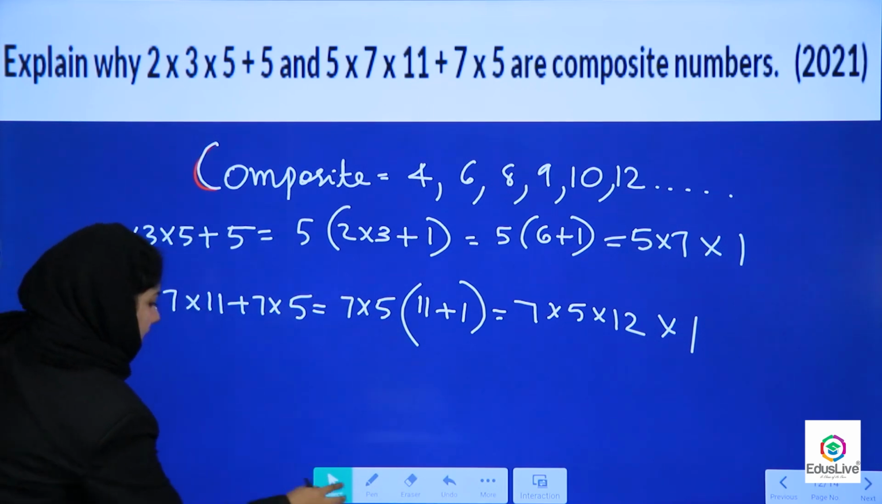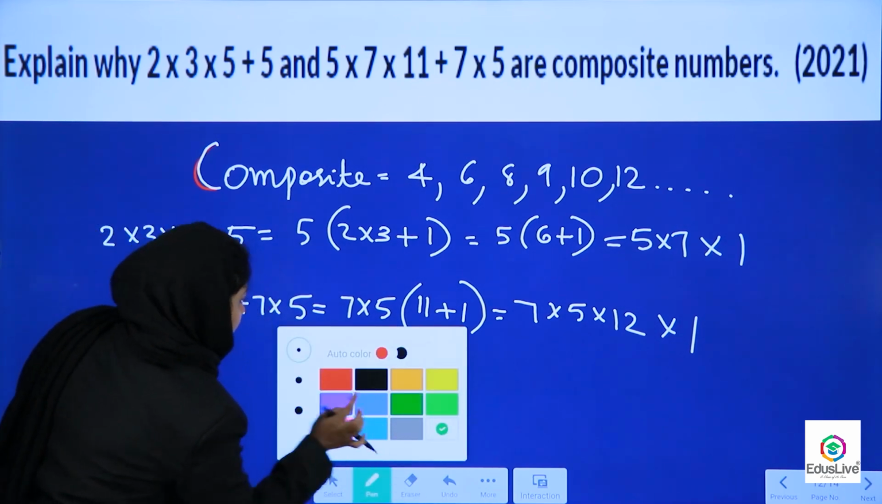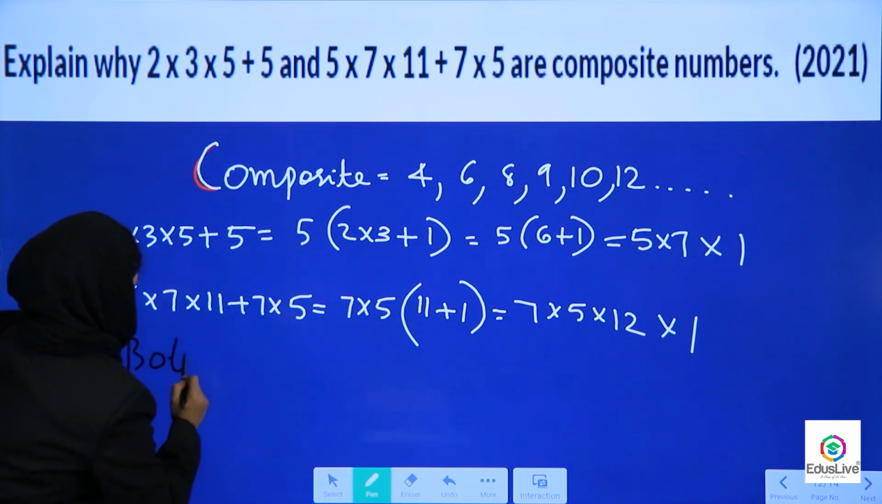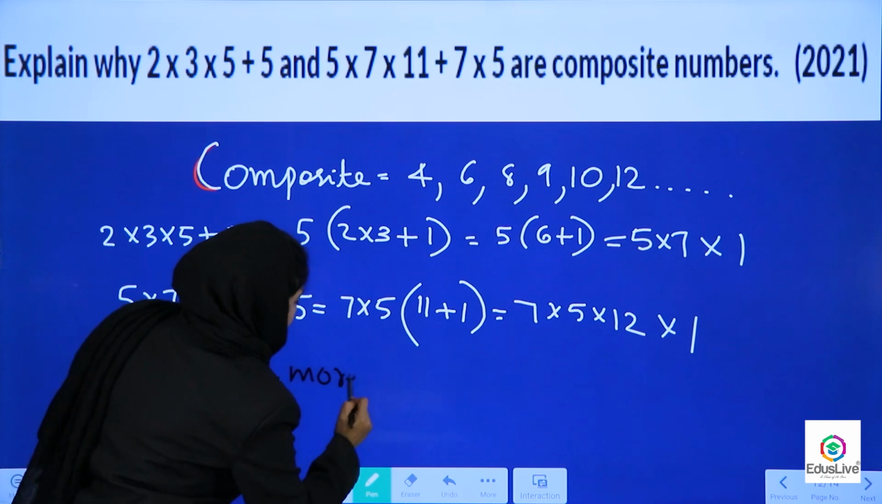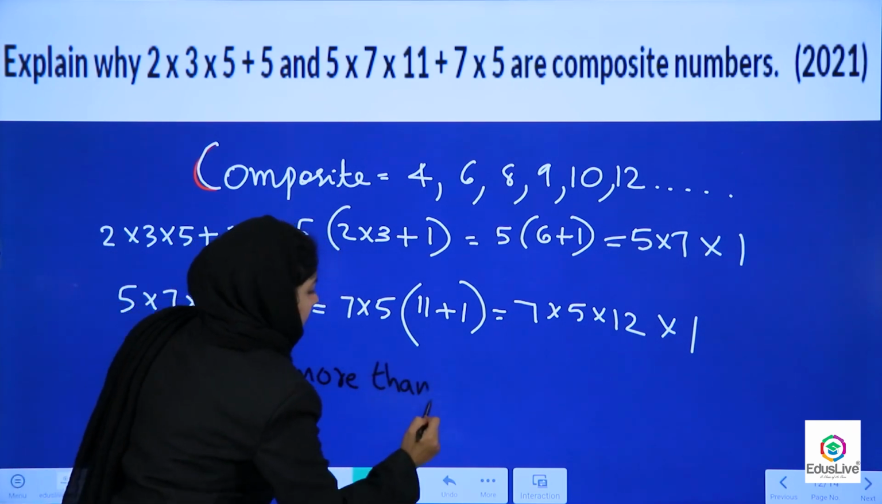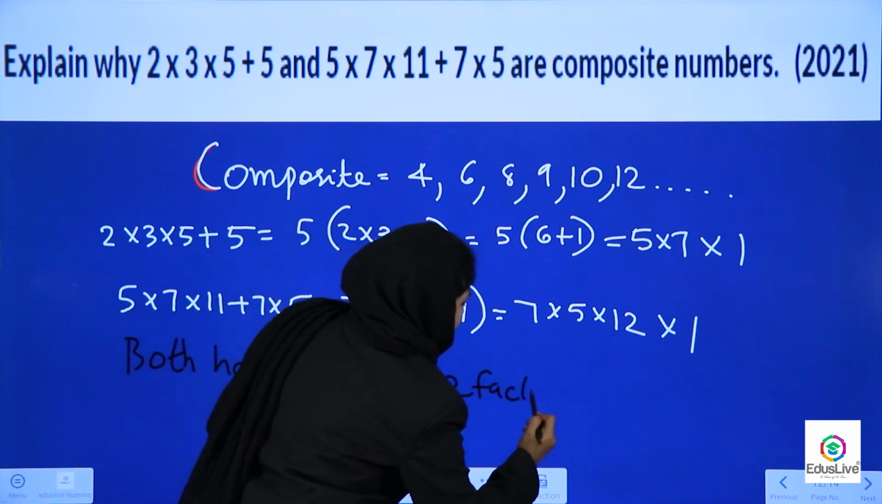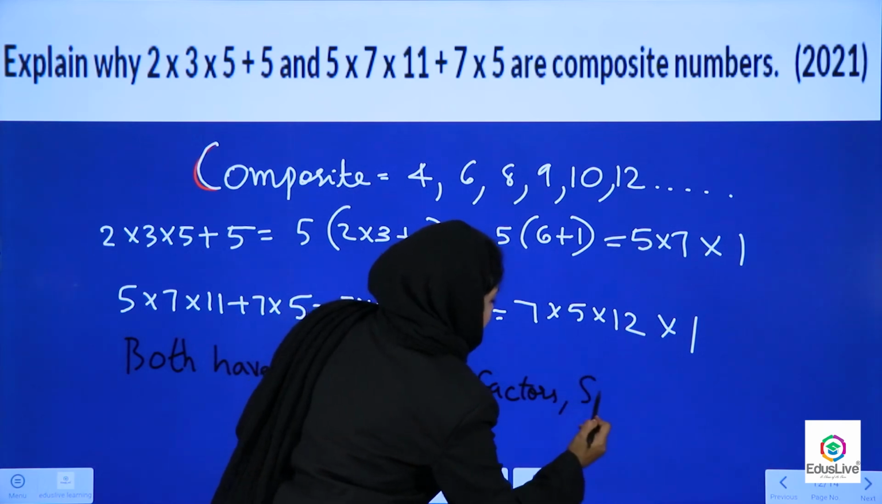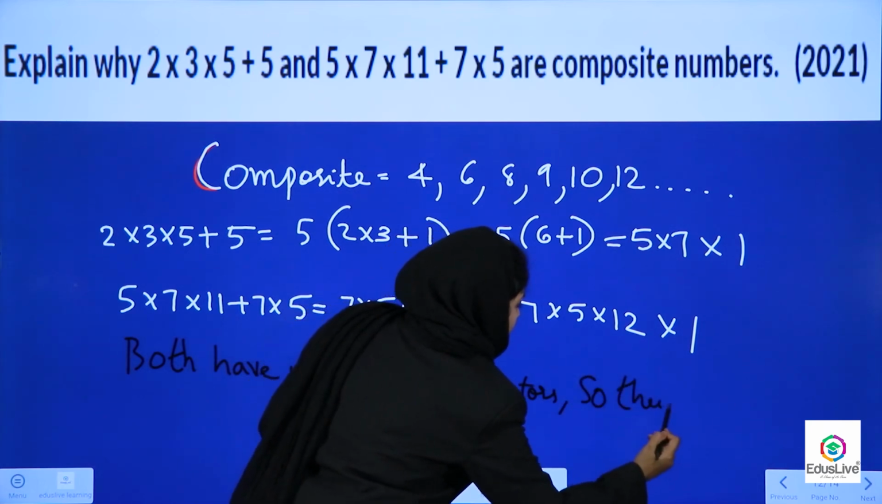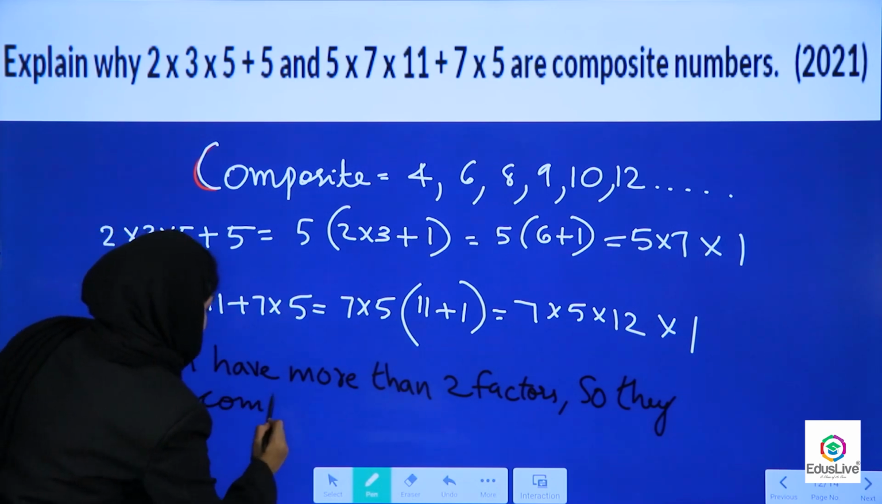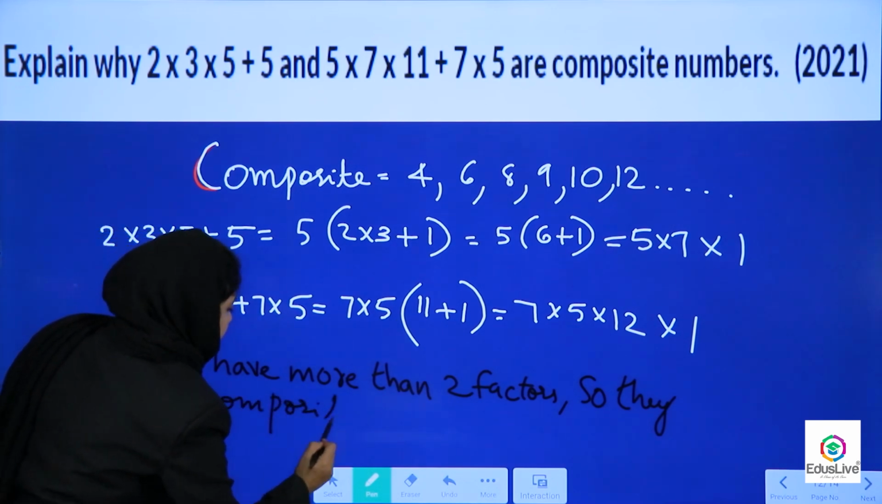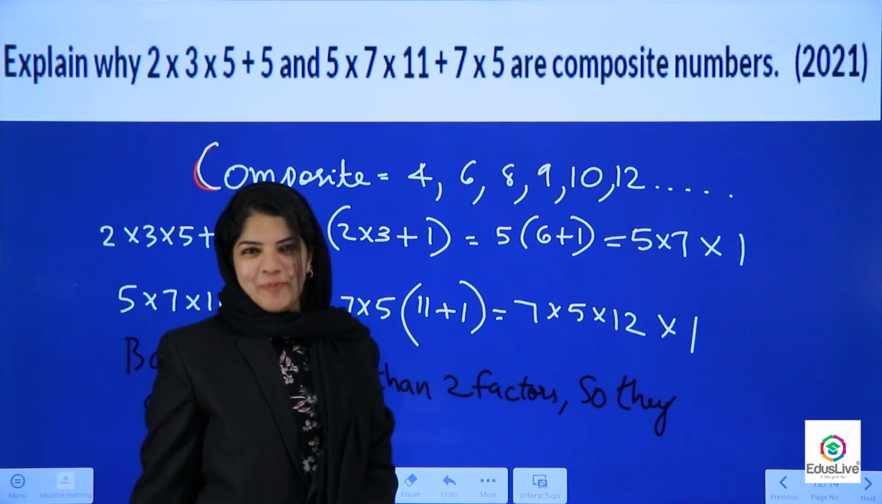So, both have more than 2 factors. So, they are composite. Composite numbers means numbers that have more than 2 factors. I hope it's clear.